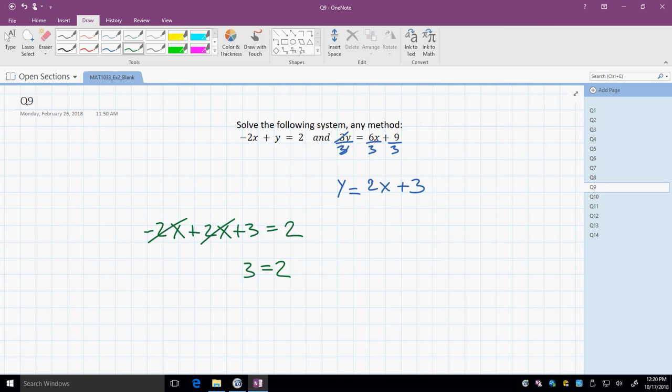So this one, number 9: no solution. In this one, you have to write it out. No solution. How to know that? 3 is not equal to 2, so that cannot be an answer. That is showing you there is no solution. Infinitely many solutions. Yep.